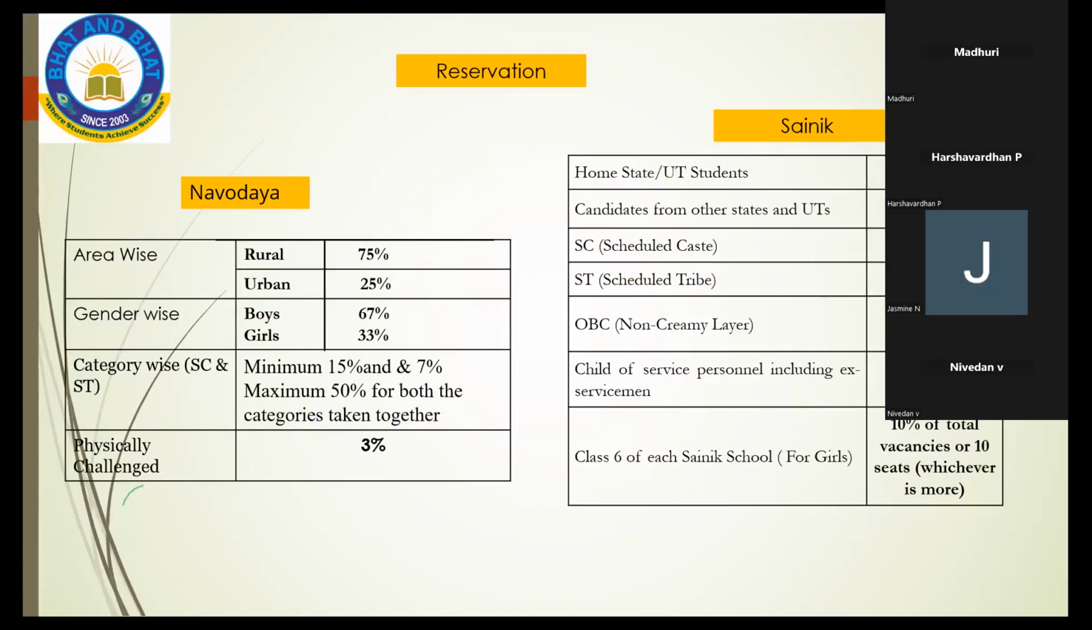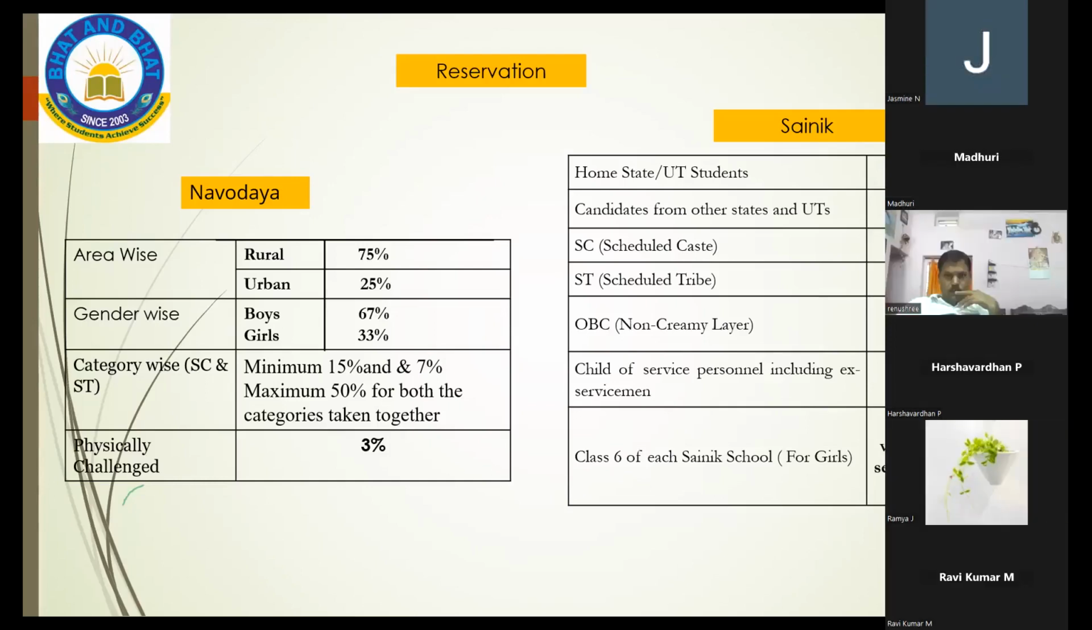Now, the seats I have explained before. For Sainik, how many seats are available, percentage-wise? For the home state, 67% of seats are available, whereas for other states, 33% of seats will be available. So Karnataka state people, make sure that you have the eligibility to attend the examination under the 67% of seats. If you belong to Andhra Pradesh, Andhra Pradesh people also have the same kind of thing, but they need to apply for particular schools like Amaravathi, Korukonda, Kalikiri. These are the examples I am giving.